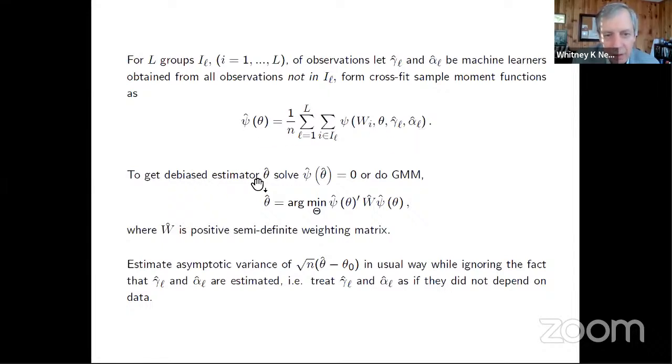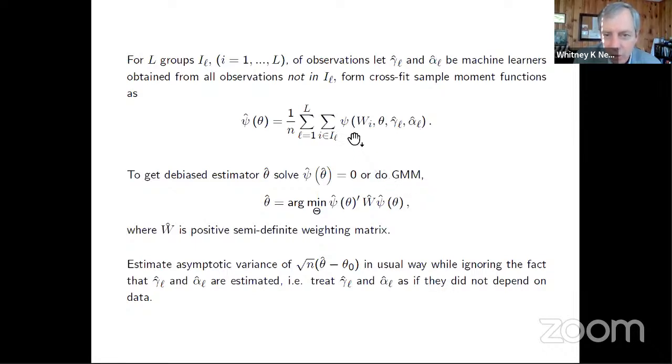And then you get the debiased GMM estimator by either solving this equation in the exactly identified case, or, as usual for GMM, you minimize a quadratic form where these are the moment functions: the cross-fit sample averages of the moment functions, where you estimate the gamma and the alpha from different observations than you're averaging over. Now, by virtue of the fact that you've gotten rid of the first order effect, you don't have to worry anymore in the standard errors about estimation of these things. You've gotten rid of the first order effect of gamma and also of alpha.